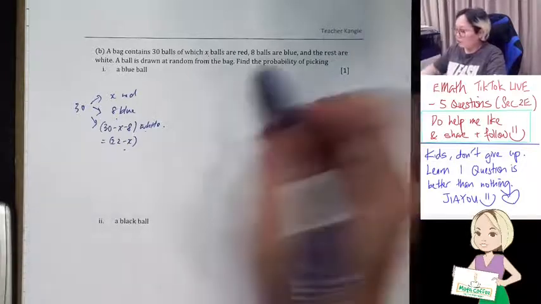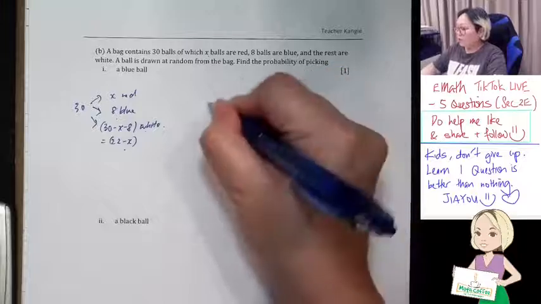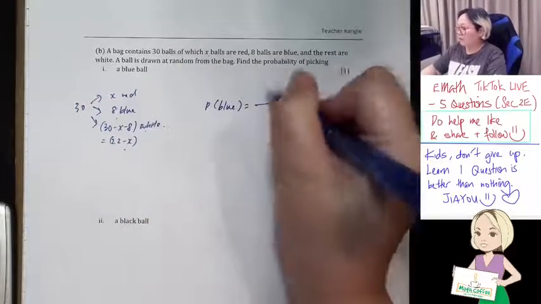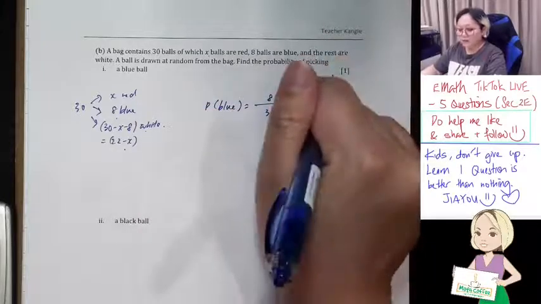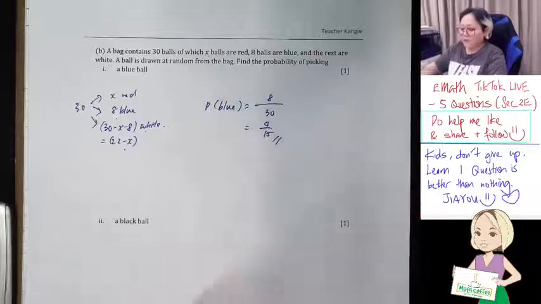Next, let's continue. Find the probability of picking a blue ball. So, the probability of picking a blue ball is easy. Out of the total of 30 balls, I know I will have 8. So it's just 8 out of 30. When you simplify, that gives you 4 out of 15, and you are done.